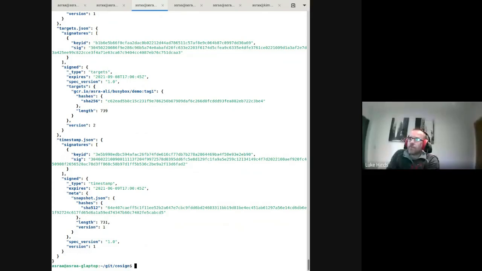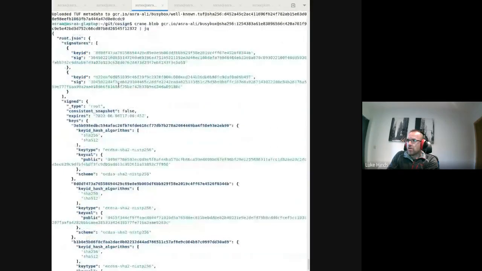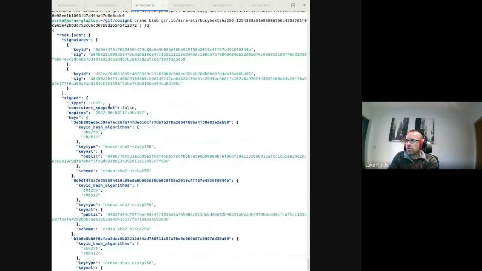Cool. I've a quick question, Asra. I've been looking at doing something similar, but with keyless, so OIDC emails. Have you thought about doing that, or when you have thought about it, have you thought of possible snags or hitches that we might need to work around, or does it seem like a logical step to take?